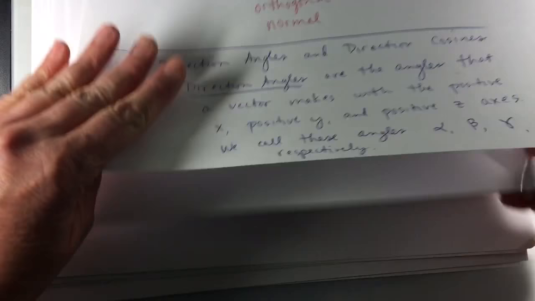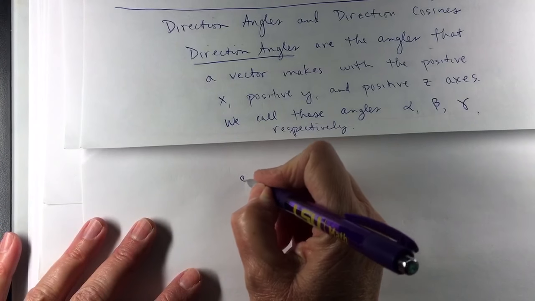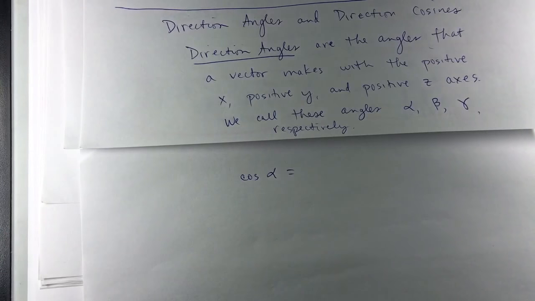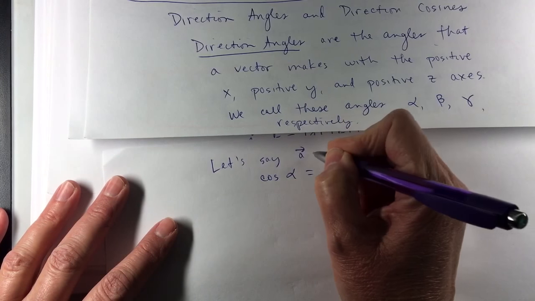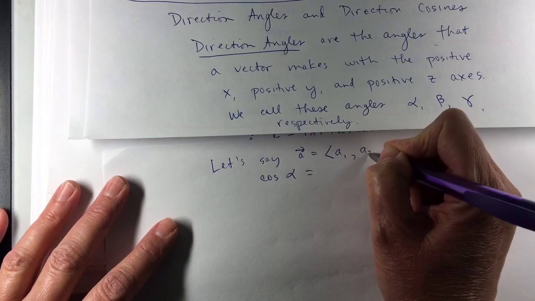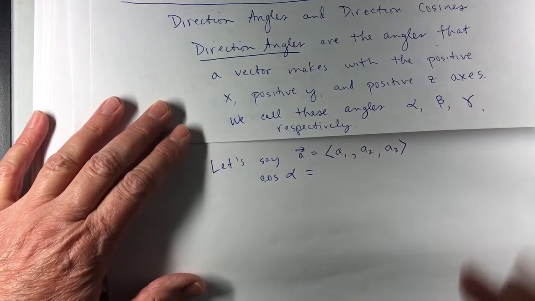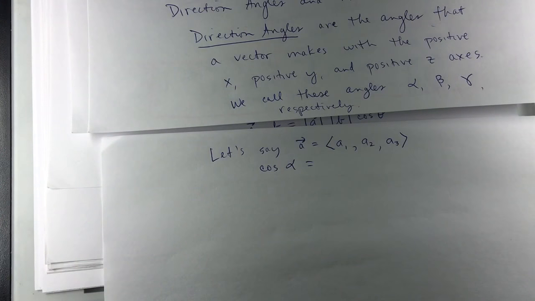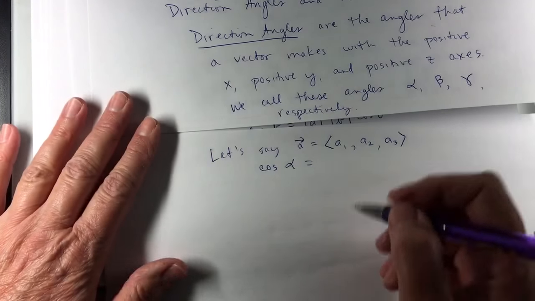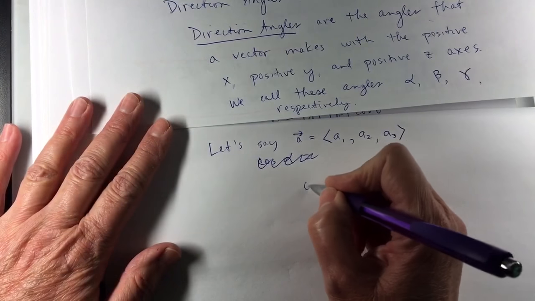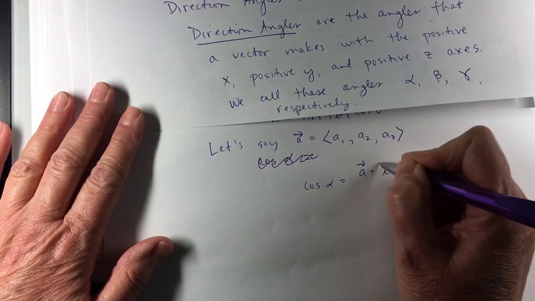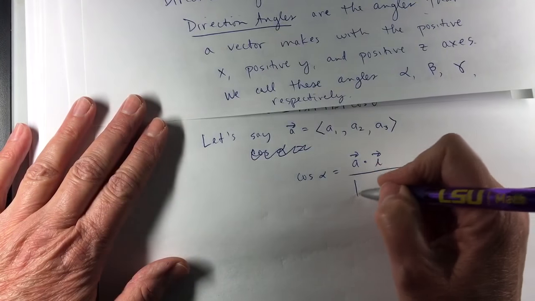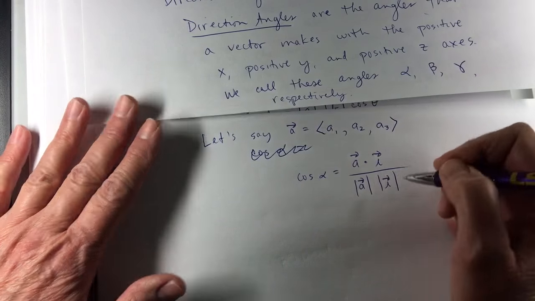And for this, I can say this. Let's say that A is the vector, which has first component A1, second component A2, third component A3. So A is this vector. Then I can say that the cosine of alpha equals vector A dotted with vector I over the magnitude of A times the magnitude of vector I.